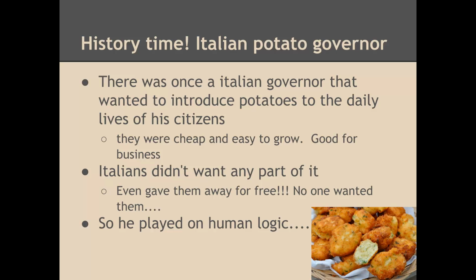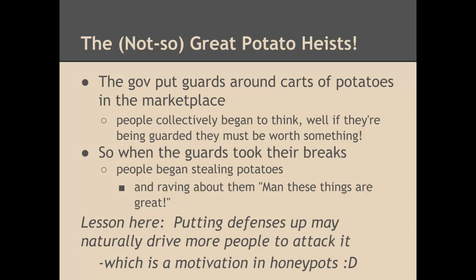He wasn't able to get this crop introduced into Italian culture, especially among the citizens that he controlled. So he played on human logic. What he did is he put carts of potatoes in the marketplaces and put guards around them. People began to talk, like, why are there guards around these potatoes? What's so special about these potatoes? And people kept talking about potato this and potato that, and it made people think that it was worth something just because there were defenses there.